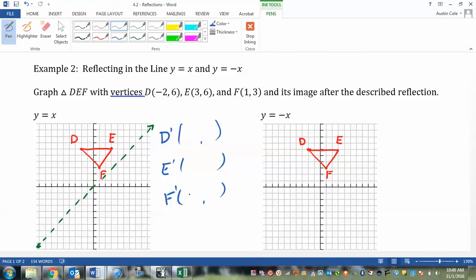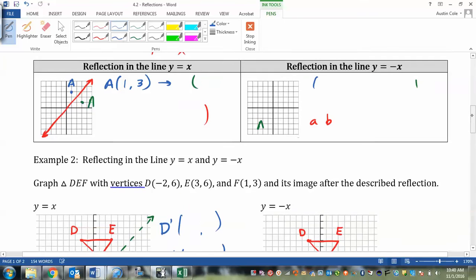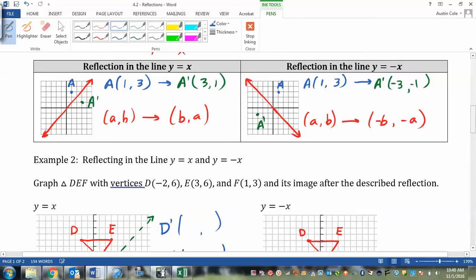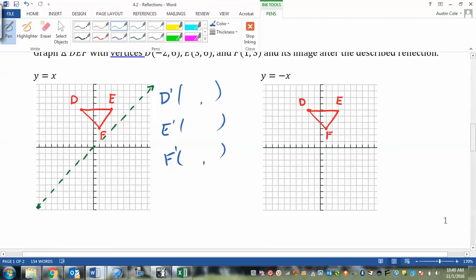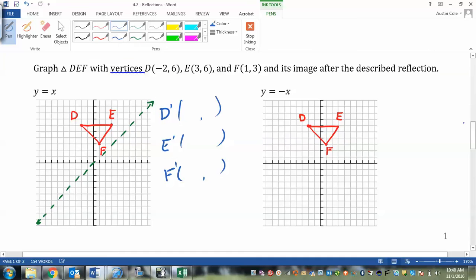Let's go back up. Let's look up above. Here we just switch their locations. Okay? Switch their locations. Don't make them negative. We're just going to switch them. So D was the point -2, 6. Now it's going to become the point 6, -2. E was the point 3, 6. Now it's going to become 6, 3. And F is going to become, or F prime rather, which should be 3, 1.